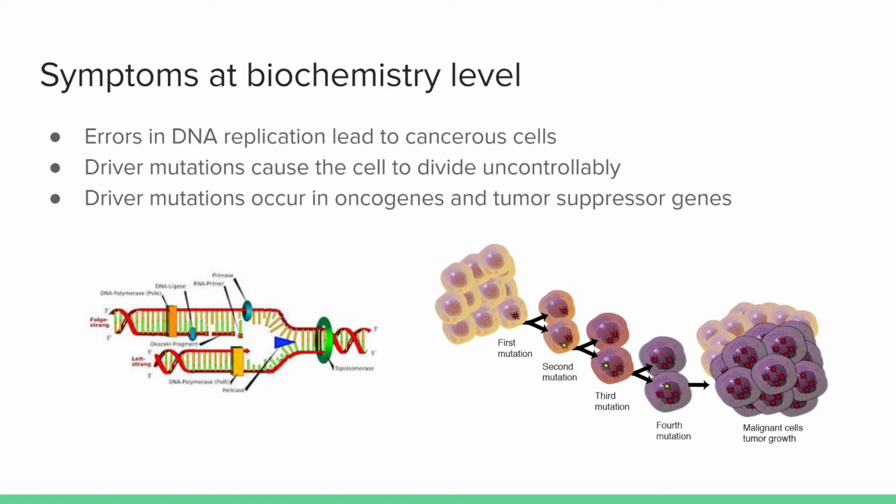Driver mutations occur in genes that are vital to preventing cancer, such as oncogenes and tumor suppressor genes. These genes are responsible for doing things like checking and correcting DNA, as well as letting the cell know when it's time to die.